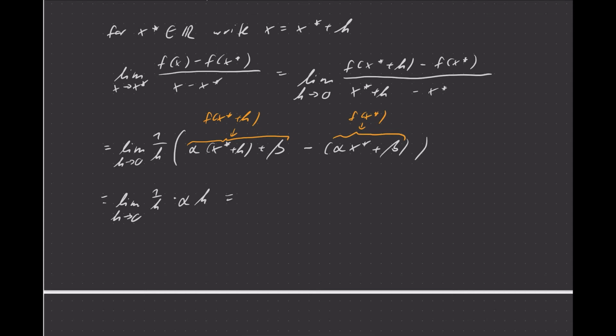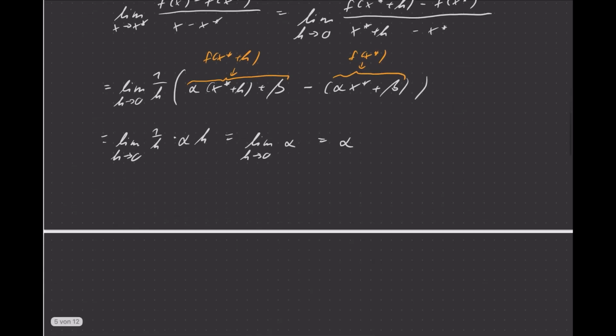And of course now this h and this h also cancel out. So what we are left with in our final limit is just the alpha. The limit of alpha as h goes to 0 is not dependent on h anymore. So of course that limit is alpha. And that's exactly what we expected. So thankfully our definition seems to make sense. So that means f prime of x for affine linear functions is simply the alpha, meaning this derivative is constant. And of course, that's exactly what we expected.